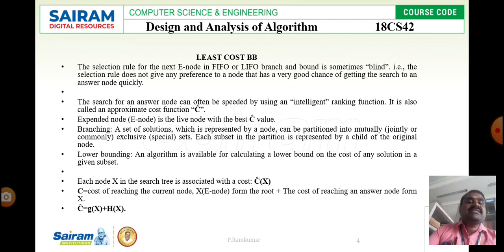C of x will be computed by g of x plus h of x, where x is the E node. That is, the C value will be computed by the cost of reaching the current node x, the E node, from the root, plus the cost of reaching an answer node from x. By using this formula, we will choose which node we have to pick up from the data set and where we have to insert.